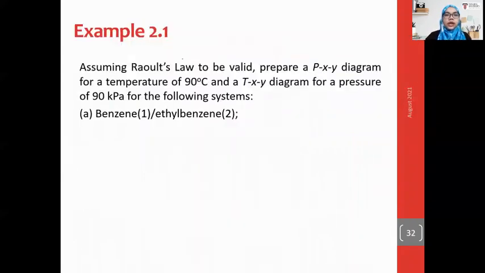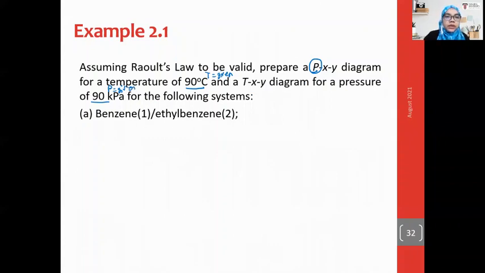Okay, let's take a look at the example. Assuming Raoult's law, that means we have ideal liquid and also ideal vapor. And prepare the PXY diagram at the given temperature here. That means we need to determine the pressure, since the temperature is given. And then the next problem is to produce the TXY diagram, since the pressure is given.